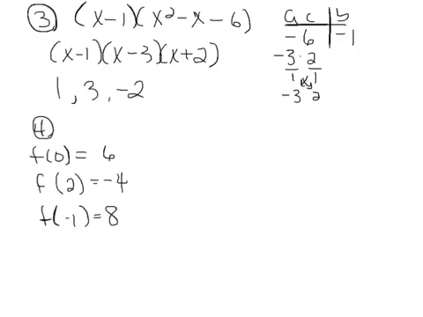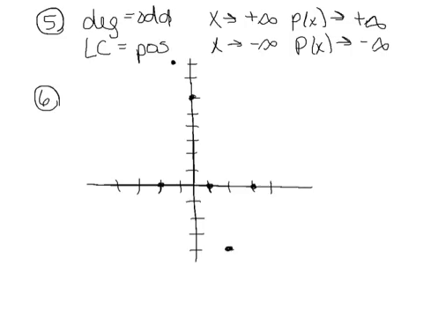Okay, the next 2 steps, I found the zeros, and then I chose 3 more points to evaluate my polynomial at. And let's move on. Okay, I have my end behavior described, and I started plotting my points.